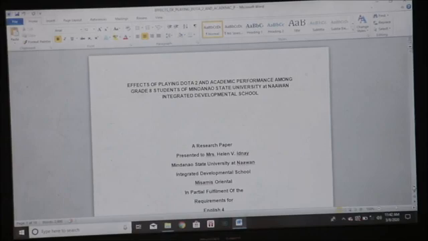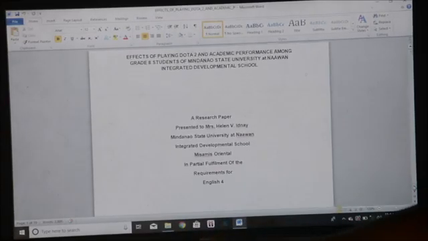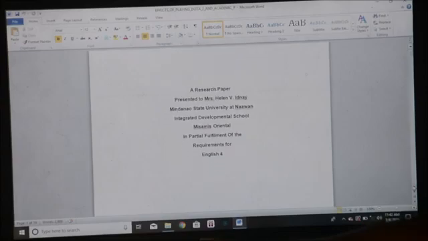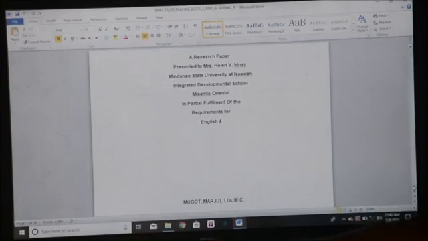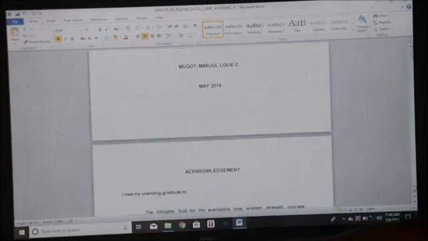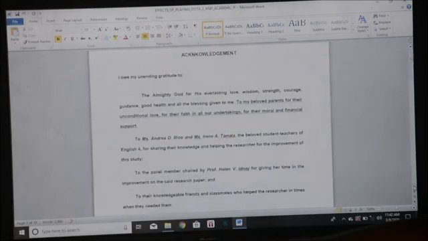Let's see first the research structure. As you can see in the research structure, chapter 1, first is the acknowledgement. Of course, in conducting a research, you need to have an acknowledgement. You need to acknowledge the persons who helped you to conduct this study.